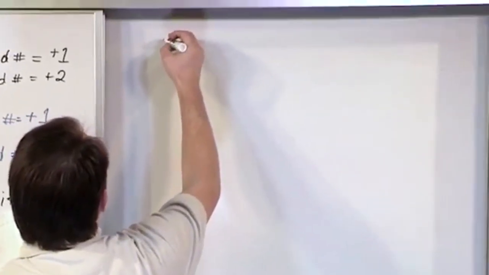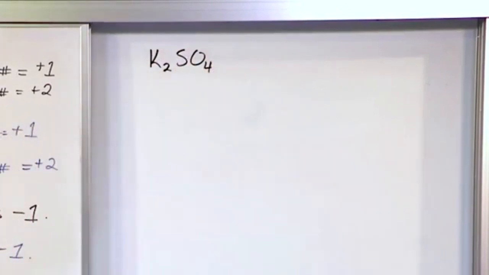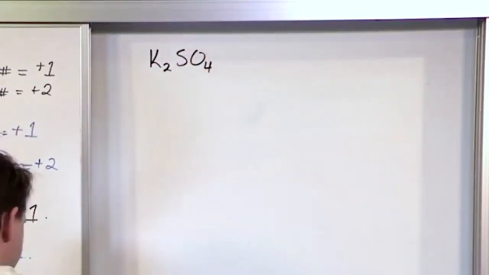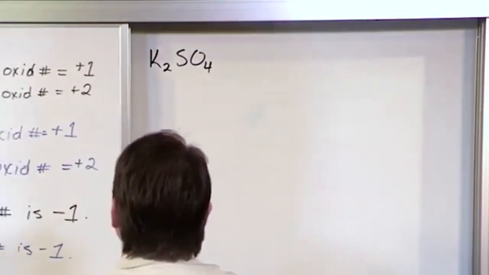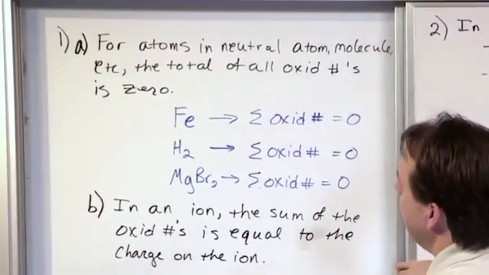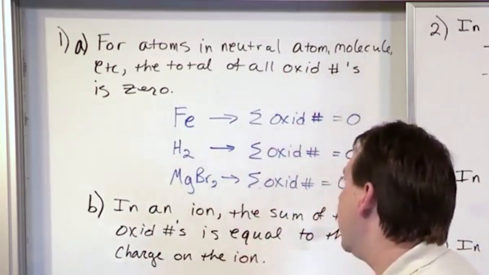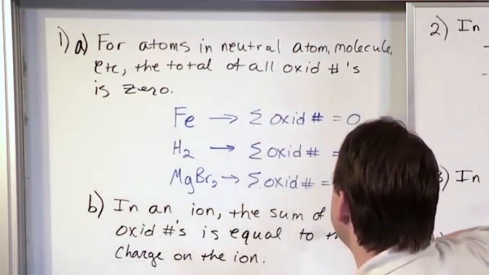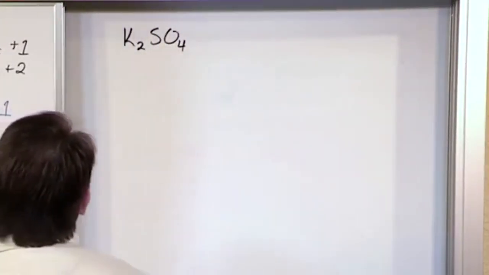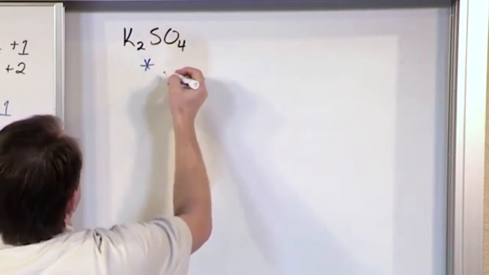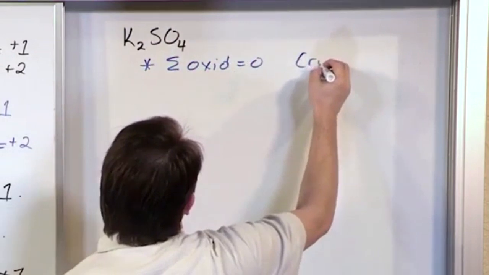All right, let's say we have the compound K2SO4. We want to find the oxidation number of everything in here. The very first thing we do is we notice that it is a neutral compound, and rule number one is always dealing with whether it's neutral or an ion. If it's neutral, rule number one means the sum of the oxidation numbers is going to be equal to 0. The way I do it is I put a little asterisk here and say the sum of the oxidation numbers is equal to 0, and that's rule 1.